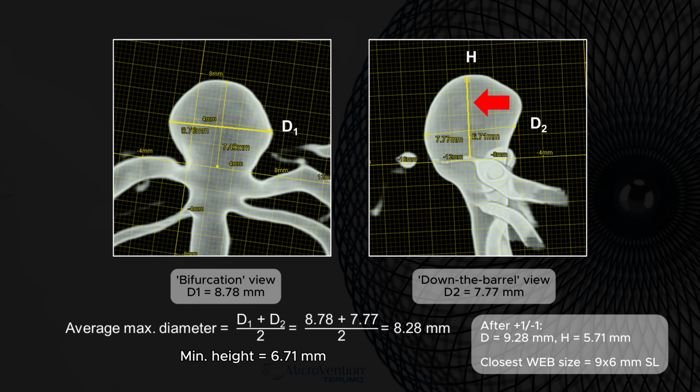Based on these measurements and applying the +1-1 sizing rule, our ideal web dimensions would be 9.28 mm in width and 5.71 mm in height. The closest available device size matching these specifications is a 9 by 6 mm web SL.